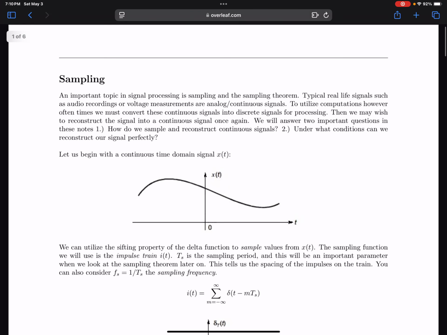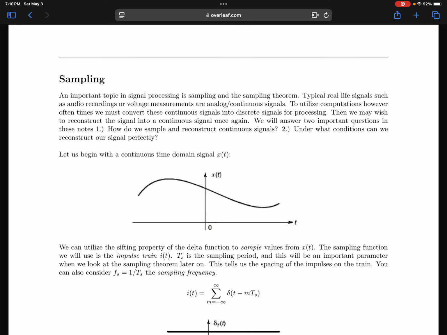Hello everybody. In this video I'm going to be talking about sampling and discrete signal processing. Sampling is a really important tool that we need because a lot of real life signals, such as audio recordings and voltage measurements, are analog and continuous, so they're not really feasible to work with in terms of computing, and we want to leverage the power of computers to process these signals.